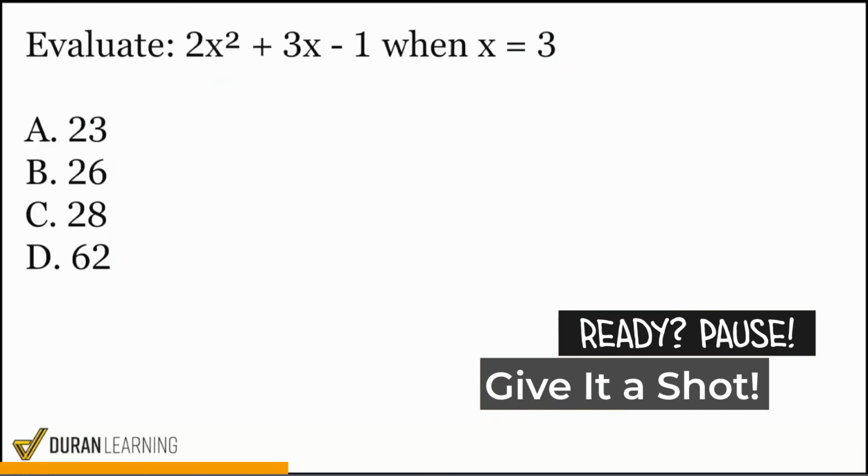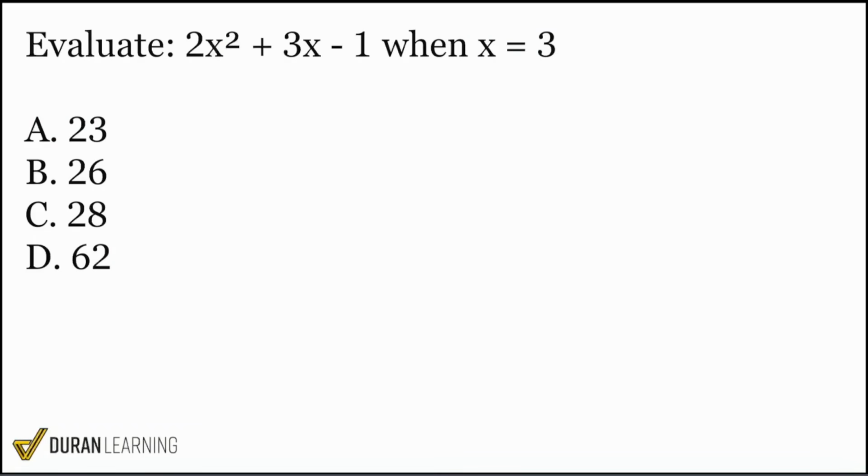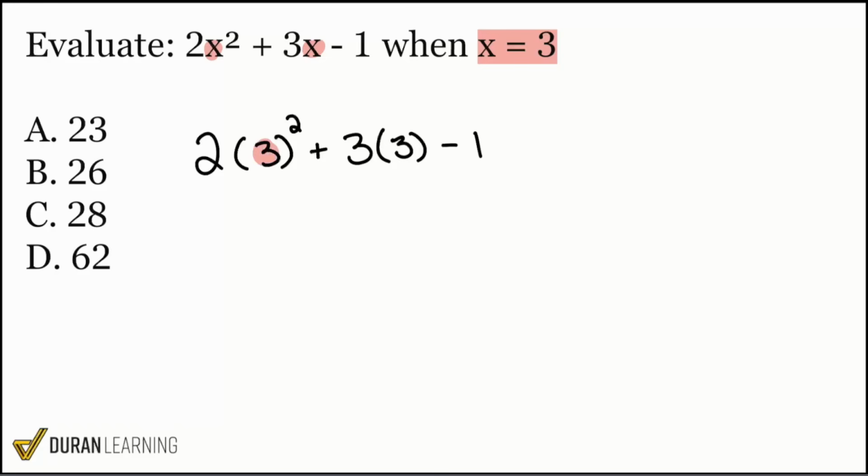All right, next problem. The problem states, hey, evaluate 2x squared plus 3x minus 1 when x equals 3. So let's handle this. X equals 3. We'll go ahead and replace x with 3 at every turn. So once we do that, let's bring this over. We're going to have 2 multiplied by 3 squared plus 3 times x, which is going to be 3, minus 1. So this right here and this right here are where we plugged in the 3's.